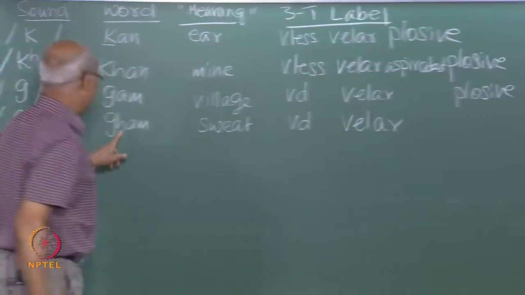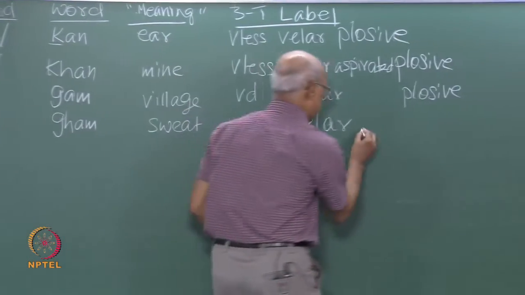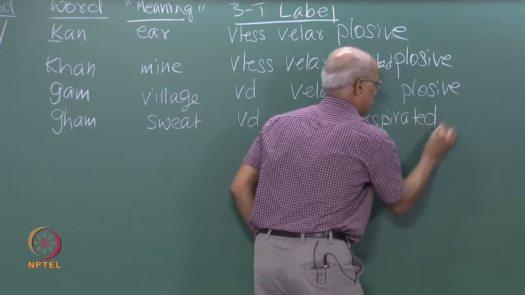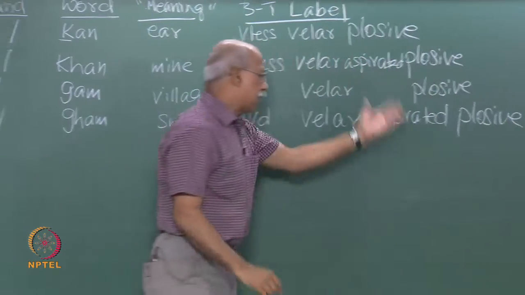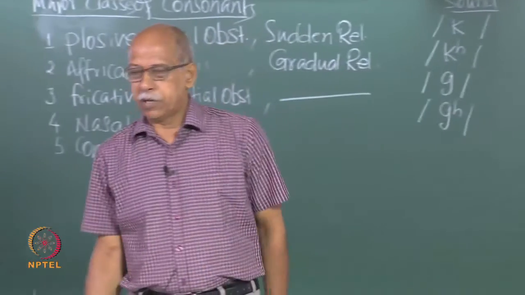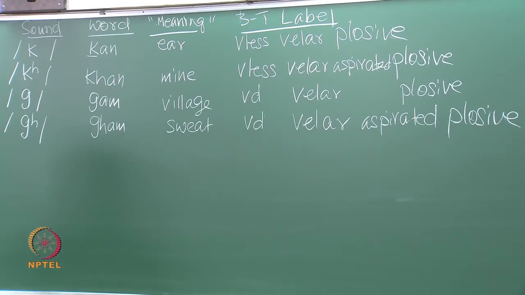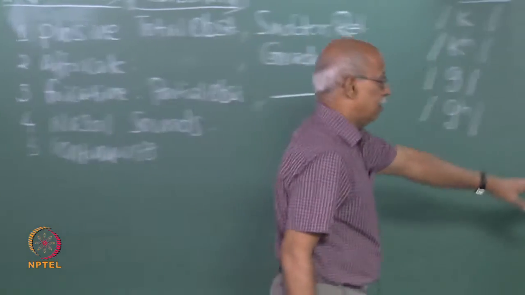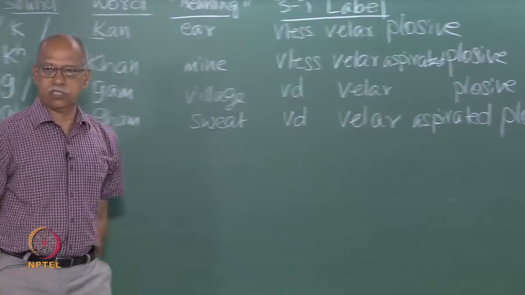Now, there is this extra thing. How do you describe it? Aspirated. Plosive. It does not matter. You can also say plosive aspirated or aspirated plosive. But in many books, you will find aspirated plosive. In some books, you can also find plosive aspirated. Hardly matters, you know. What is required is voiced or voiceless, place of articulation, manner of articulation.